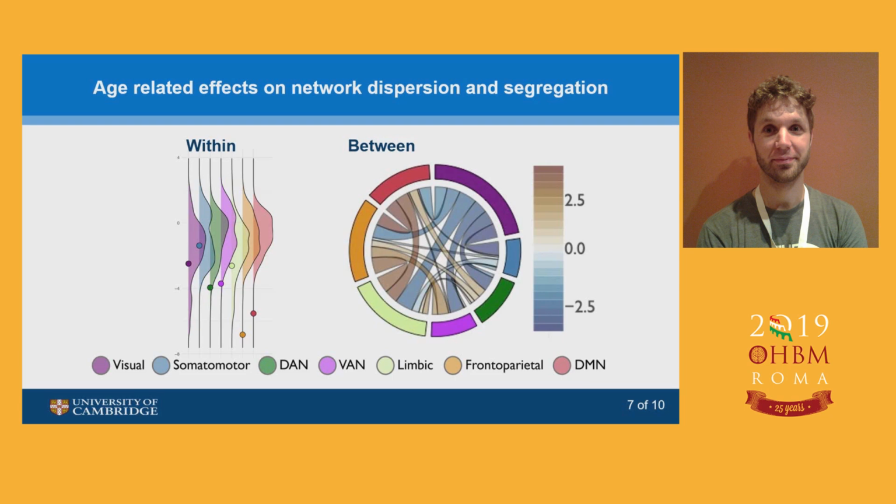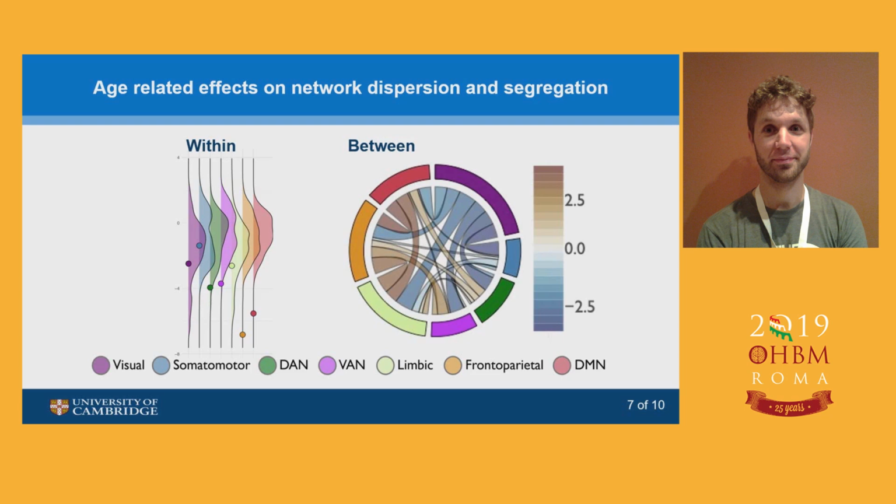We can also think of the same space in terms of more of a between networks view, where you can see how the centers of these networks move relative to each other. And what you could kind of see in the previous slide is that the visual network has a negative distance effect towards all the other networks, meaning it's actually moving a bit closer towards all the other networks.